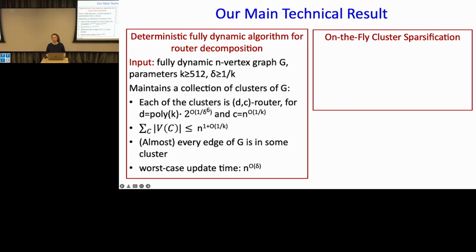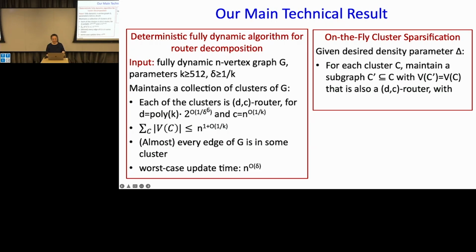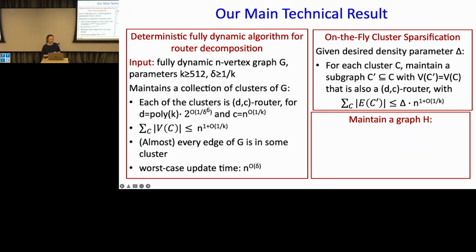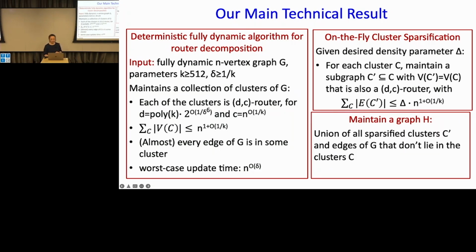So additionally, we do on-the-fly sparsification of the clusters. I don't want to bore you with too many technical details. I'm just going to say that for each one of these clusters, we also maintain a sparse subgraph of this cluster that in itself is a strong enough router. And lastly, we maintain a graph H, which is a union of all these sparsified clusters, and also the edges that don't lie in any cluster. And this graph is a dynamic graph, and it has low regret.